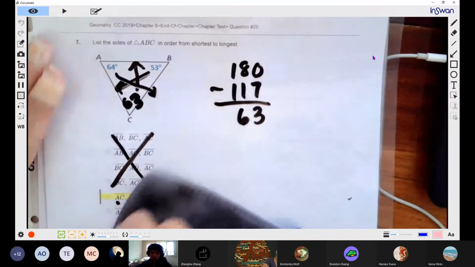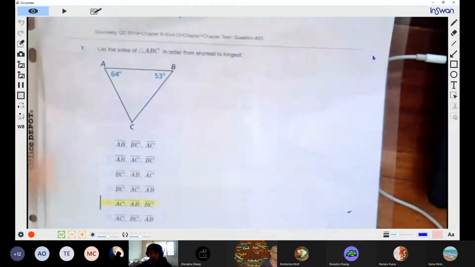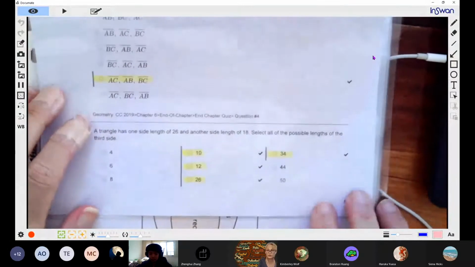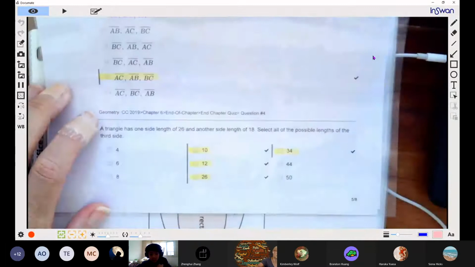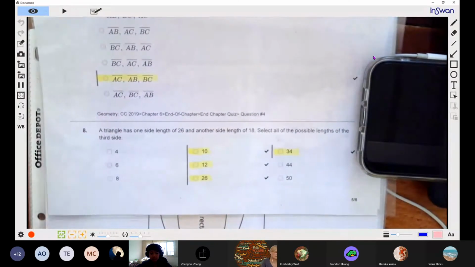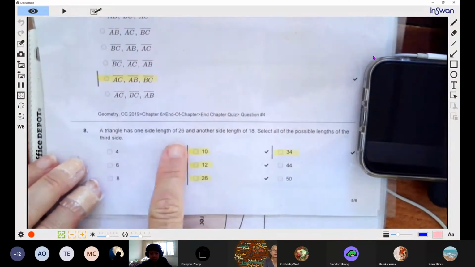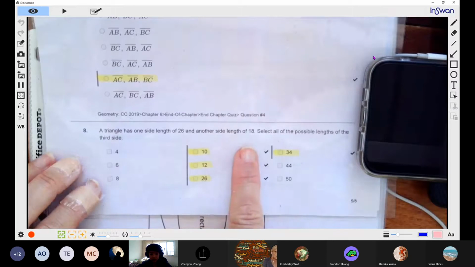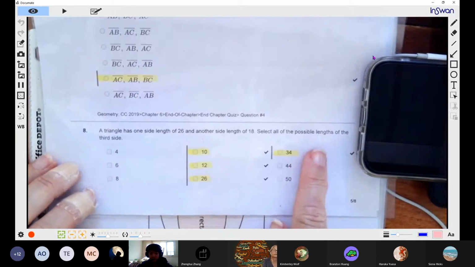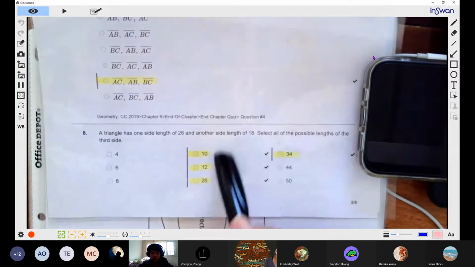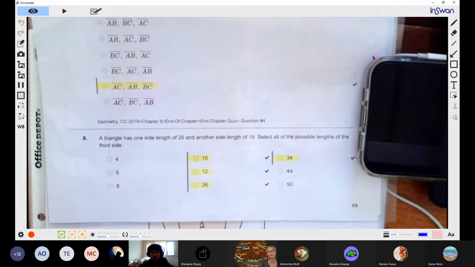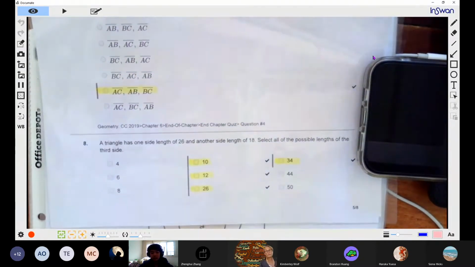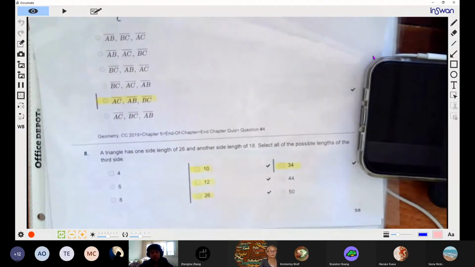Now, I got to erase this for this next one. And I told you for sure this would be on the quiz. Told you for sure. All right. Now, a triangle has side length 26 and another side length of 18. Select all the possible lengths of the third side. There are 4 of these 9 possibilities. If you even choose one wrong, it marks it wrong. You know, maybe partial credit, but it is computer scored.